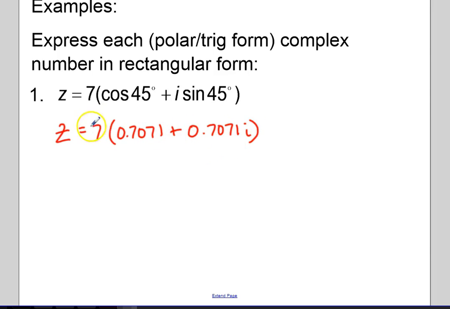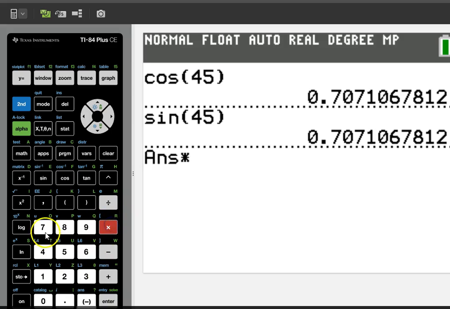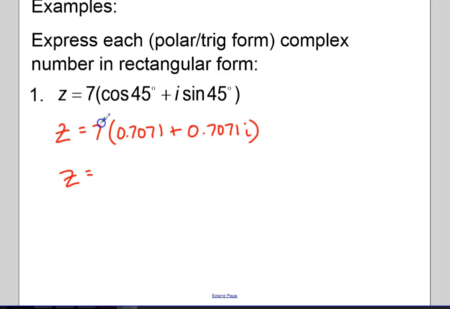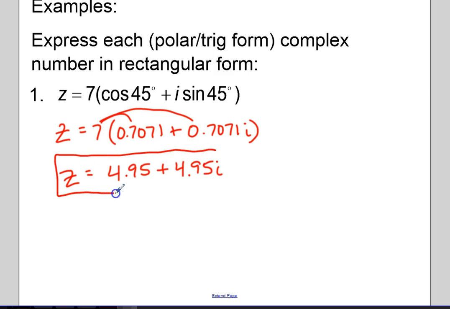Now I just need to distribute the 7. So to the nearest hundredth place, 4.95. Distributing that 7. So I'm going to box this in. We're going to use a rectangle for rectangular form. How do you like that? That way we'll remember that this is rectangular form. So we're going to do one other one, and then we'll check to see if this makes any sense.